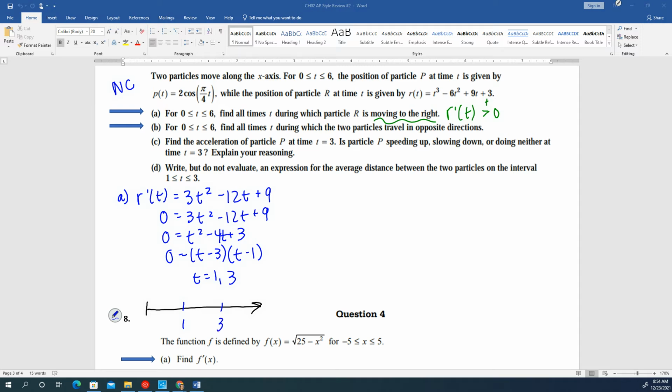Remember, we're plugging them into the derivative. So again, this part you're going to have to do without a calculator. Now you could technically plug in 0. That would be a really easy one. 0 plus 9 would give us a positive.